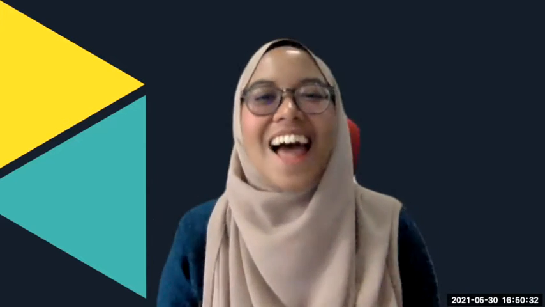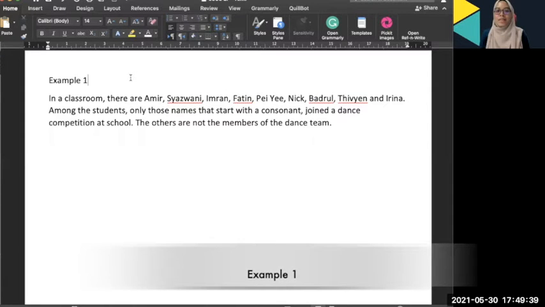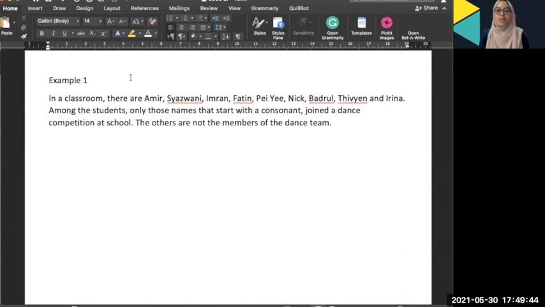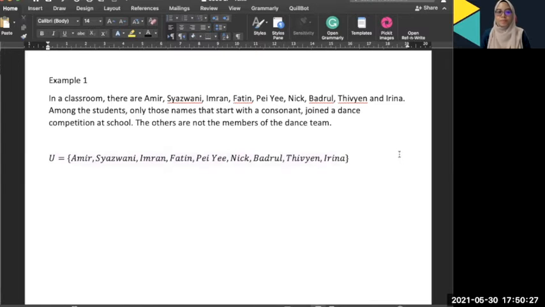Confused? Let me illustrate using this example. Let us look at example number 1. In the classroom, there are Amir, Shazwani, Imran, Fatin, Pei, Nick, Badrul, Tibian, and Irina. Among the students, only those whose names start with a consonant joined a dance competition at school. The others are not members of the dance team. Okay, first of all, we need to identify our universal set. Basically, as I mentioned, it's all the elements that have been discussed, which means those 9 students mentioned in the question. So, our universal set will be all of the students.